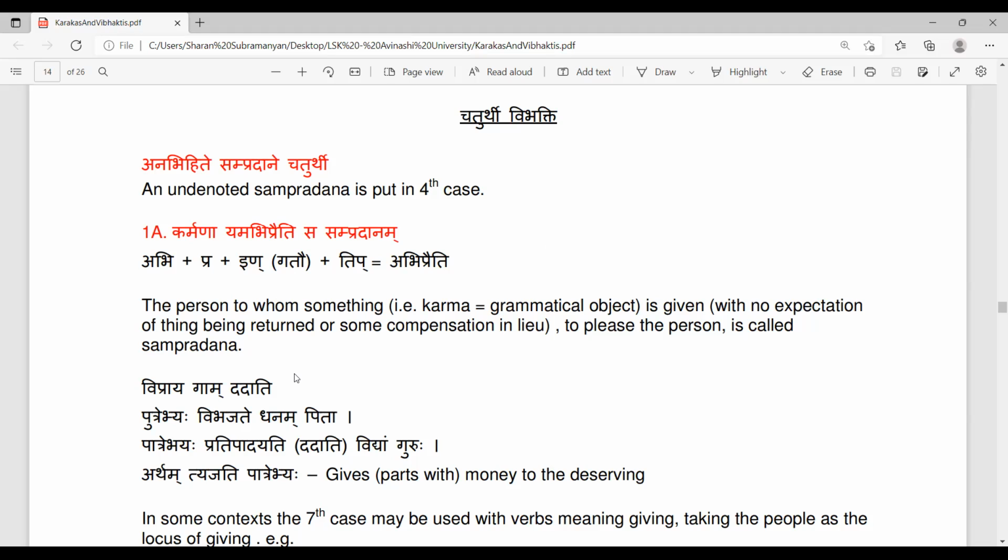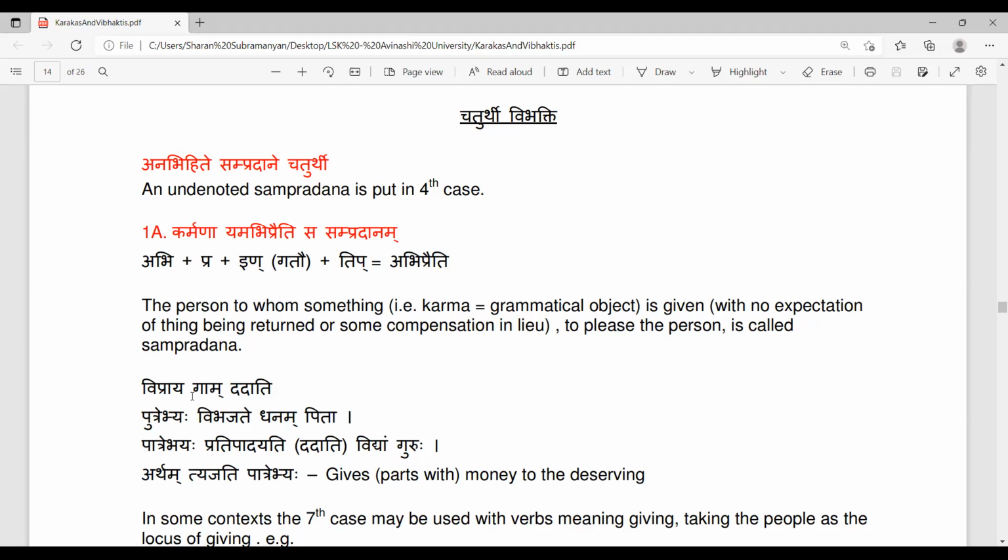Example: Vipraya gam dadati. Who gives? Ramaha dadati. What does he give? Gam dadati. So gam, the cow, is the karma, and being karma, it is in Dvitiya Vibhakti. The giver is Saha, Ramaha. To whom does he give? Vipraya, to the Vipra, to the Brahmana, to the knowledgeable. Vipraya gam dadati.